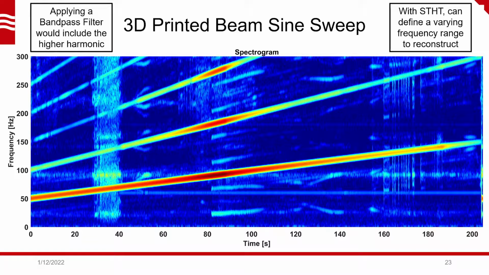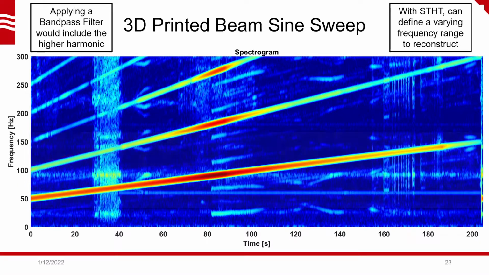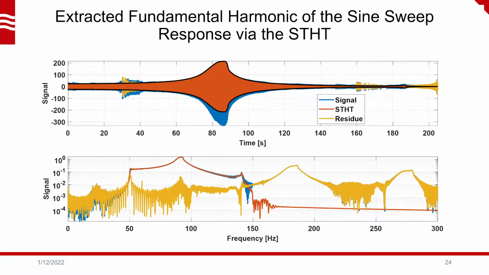Say you wanted the amplitude of just the fundamental. Applying a regular bandpass filter to this signal would capture the fundamental, but would also include the first part of the second harmonic. With the short-time Hilbert transform instead, you can just define a time-varying passband that includes the fundamental and nothing else, effectively creating a region of interest mask that sets everything outside it to 0. This is the reconstructed time signal from that passband about the fundamental harmonic, where it has perfectly extracted it from the signal while leaving the higher harmonics out.